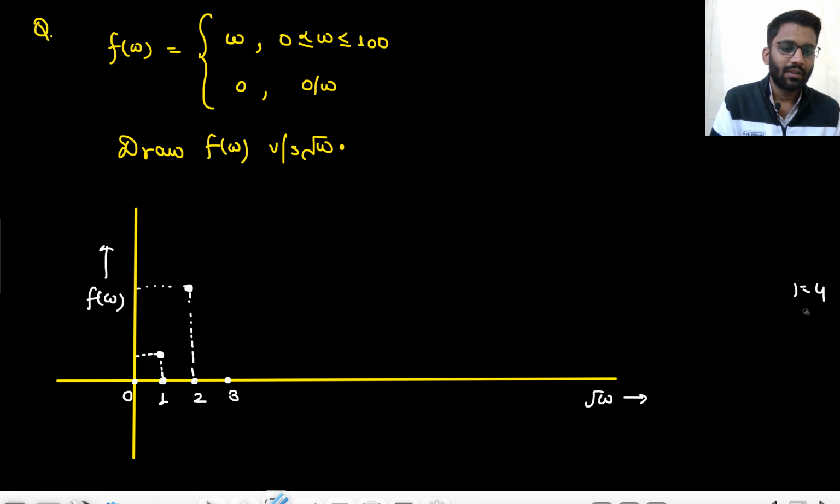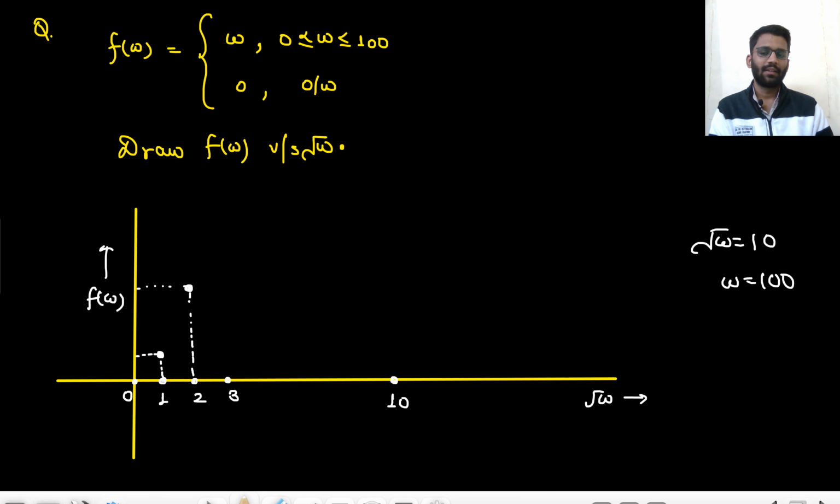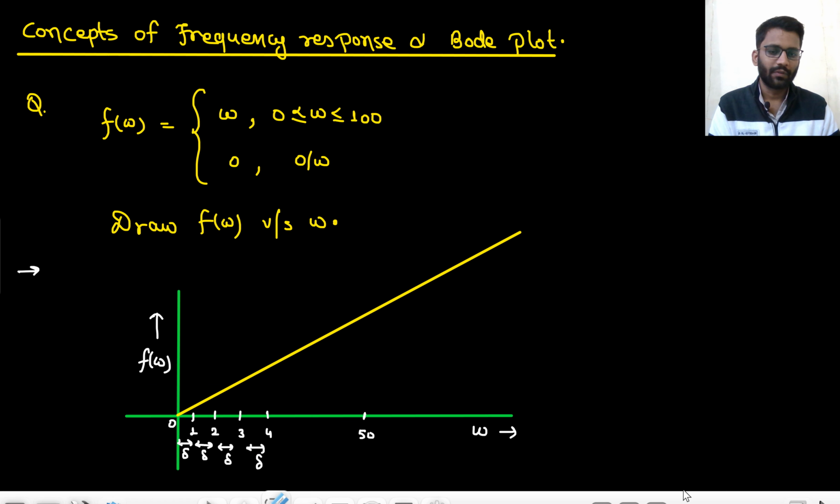Right? So tell me, what will be the end point of root of omega here? That will be 10, because root of omega equals 10 means omega equals 100. That's it. After that, the graph will be 0. So if we complete this graph as well, it will go something like this. This is the 100, and after that, the graph is 0.